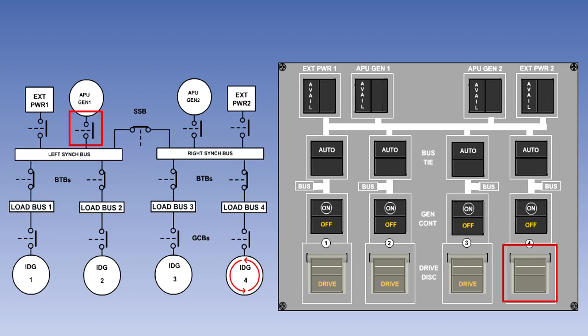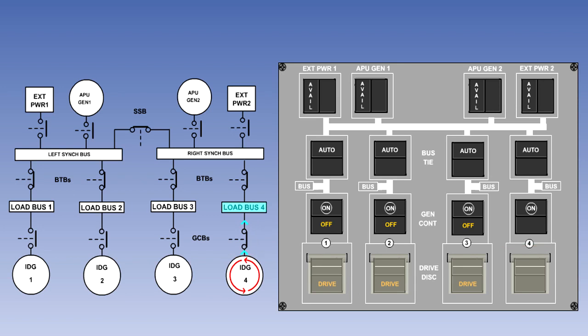When the generator output voltage and frequency are within limits, because the APU generators or external power cannot be operated in parallel with the engine-driven generators, the automatic control system will first disconnect the APU generator or external power from the synchronizing bus bar, and then close the number 4 GCB.